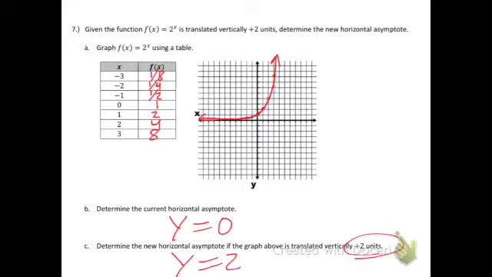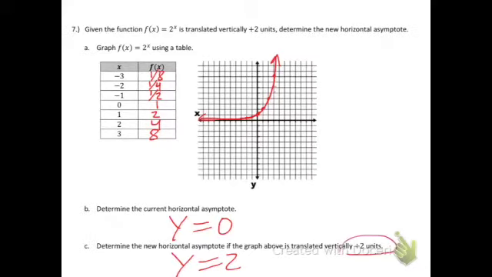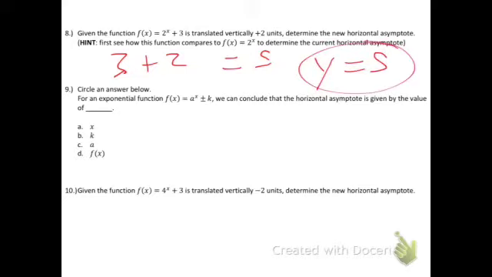Moving on to 8 and 9, you have a function here, which we kind of just did, except instead of adding 2 on the end, this one's add 3. This one got shifted up 3 points, so it currently has a horizontal asymptote of 3. When you translate it vertically 2 more points, if you take 3 plus the 2, you're going to get a new horizontal asymptote of y equals 5.